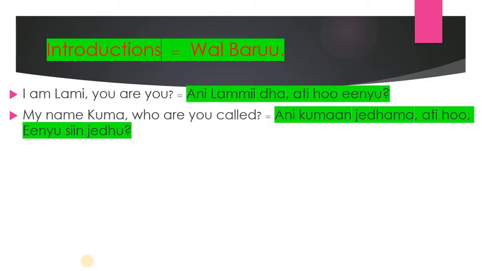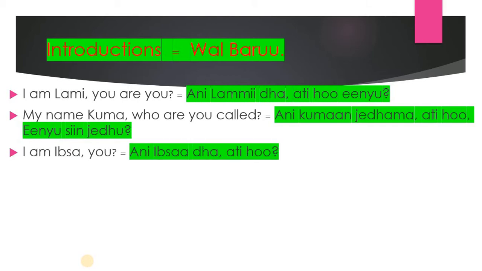My name is Kuma. Who are you called? Ani Kuman jedhama. Ati ho eenyu sin jedhu. Maybe a little bit difficult, a little bit long. Ani Kuman jedhama. I am called Kuma. Ati ho eenyu sin jedhu. And how about you? Who are you called?